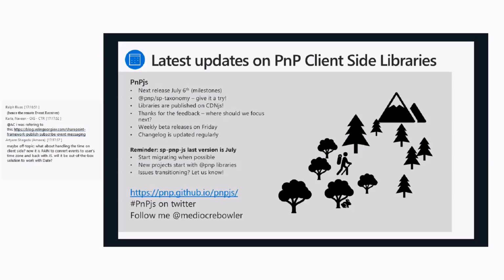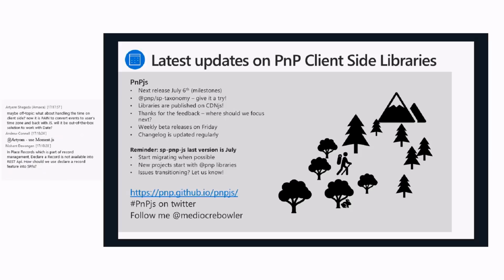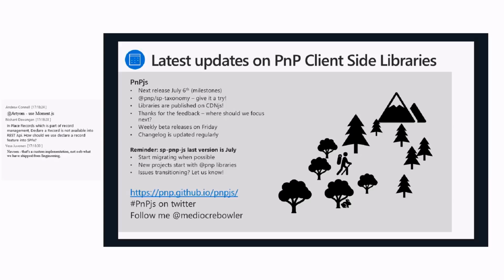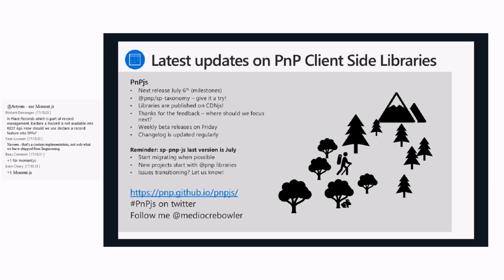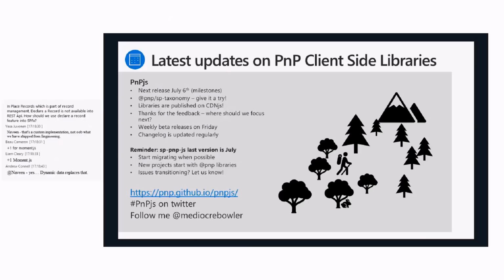Maybe off topic, what about handling the time on client side? Now it is a pain to convert events to users' time zone and back with JS. Will there be an out-of-the-box solution to work with dates? Dates are just kind of a pain. AC just mentioned Moment.js does a lot with dates. I don't know that we are going to implement anything specific around dates. There's other libraries out there that do it and do it much more thoroughly than I have any interest in doing. So I would check out Moment.js.